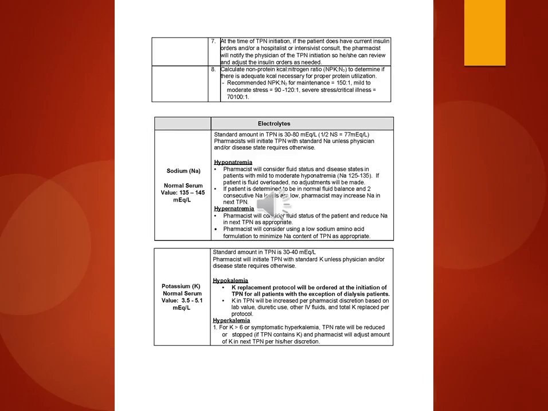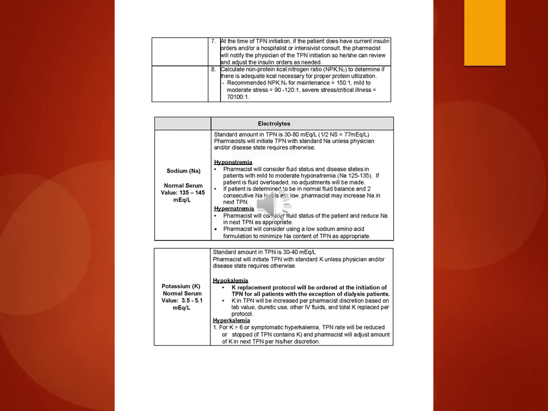Potassium, K. Normal serum value, 3.5-5.1. Standard amount in TPN is 30 to 40 mg per liter. Pharmacist will initiate TPN with standard K unless physician and/or disease state requires otherwise.